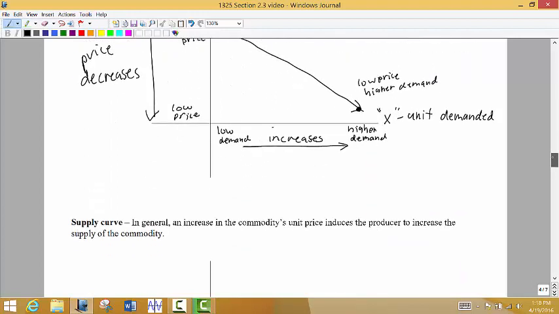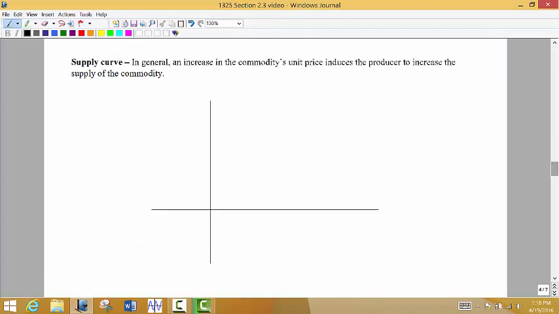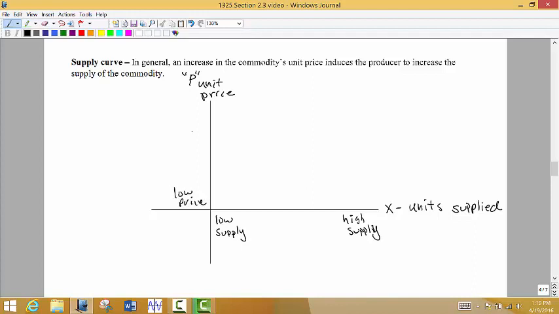All right. Let's contrast this with the idea of a supply curve. In general, an increase in the commodity's unit price induces the producer to increase the supply of a certain commodity. So we're going to let X represent the number of units supplied. So this time we're going to take the perspective not of the consumer, not of the person that's going to be buying these products, but of the manufacturer, the person that's going to be supplying these products. So I'm going to label my axis again. Low supply, high supply, low price, and then higher price.